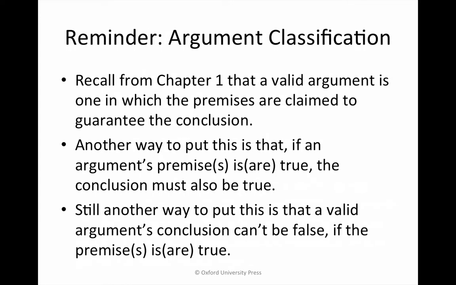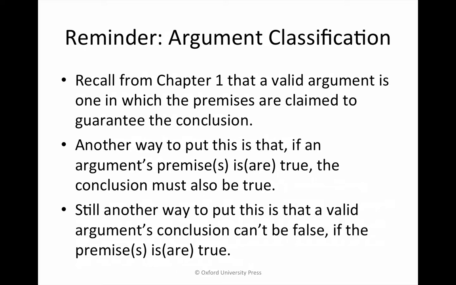So the overarching context for the work that we're embarking on, that will take us from Chapter 5 to Chapter 6 in terms of categorical logic, and then Chapter 8 in terms of natural deduction, is validity, right? So recall from Chapter 1 that a valid argument is one in which the premises are claimed to guarantee the conclusion. In other words, we'd say that an argument is valid when it's impossible for the conclusion to be false if the premises are true.